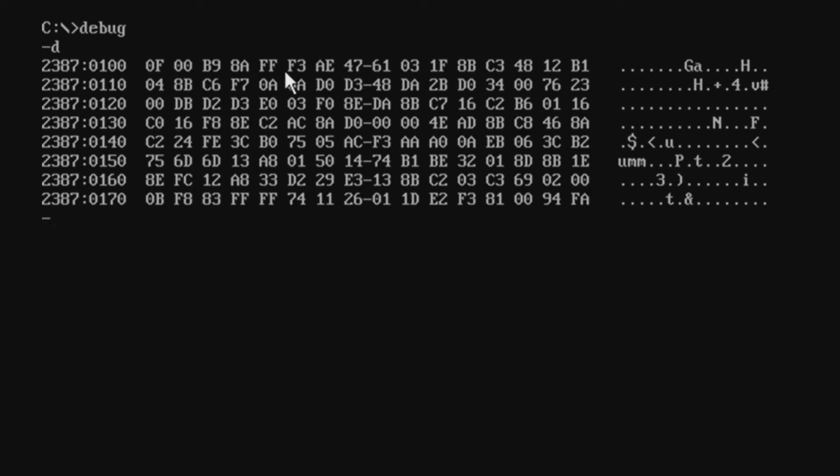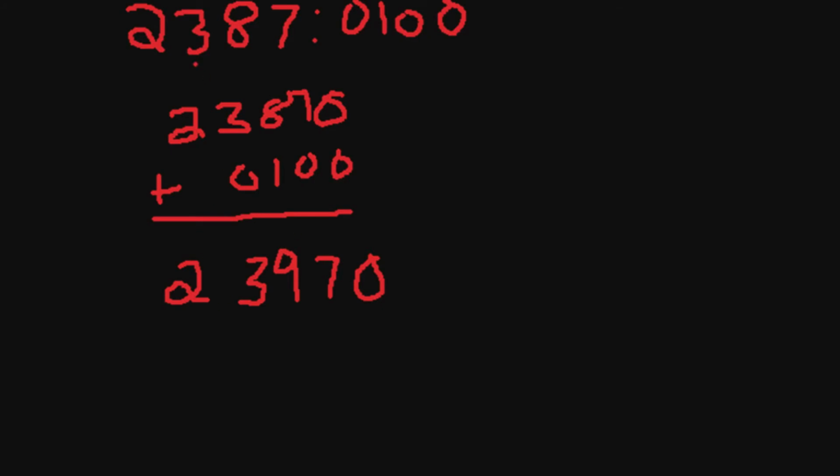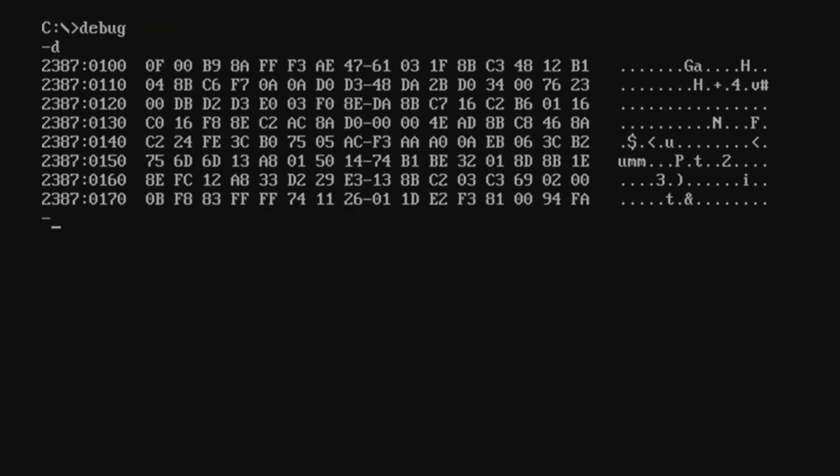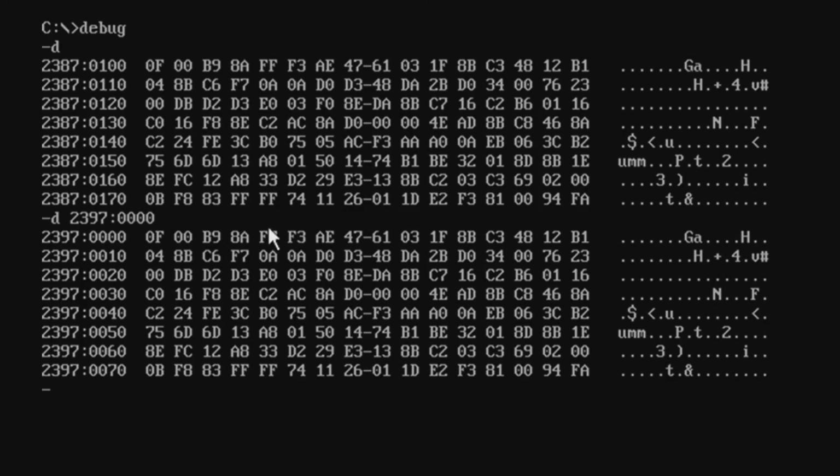So as I said here, to convert this to its physical form, you multiply by 10. So I think it would make sense that segment 2397 with an offset of zeros would refer to the same location in memory. Let's see if that's true. If we do a dump command on 2397, we should get the same result. So we have 0F00, all the same exact bytes.